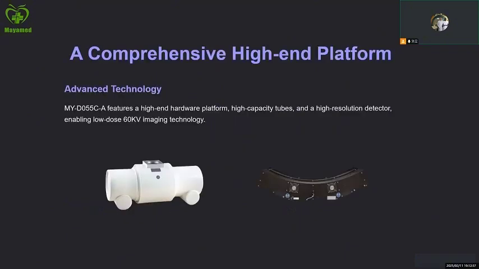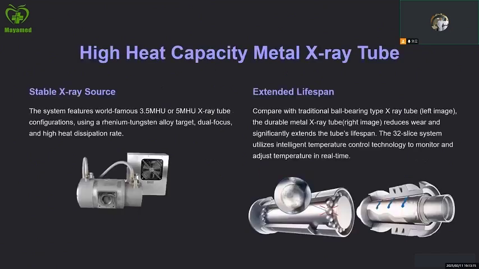In this CT, we have a comprehensive high-end platform, including a tube. It is a high capacity tube and a high resolution detector, enabling low dose 60 kV imaging technology that can reduce the patient dose. It also produces a stable X-ray source. The system can have two configurations.